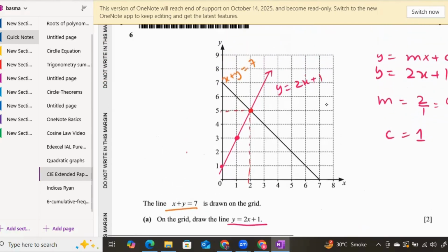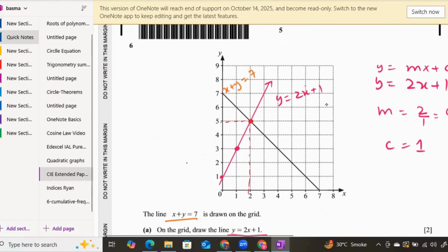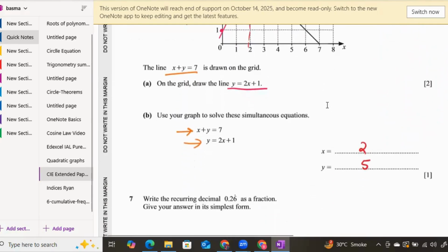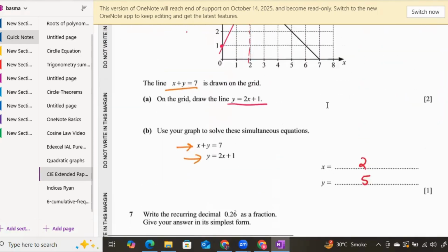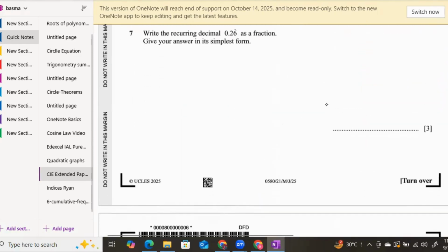So that was an easy mark to grab for question 6. Question 7. Write the recurring decimal 0.26 recurring as a fraction. So we want to write 0.26 recurring. There is a dot over 6. It means that 6 will be repeating. Okay. Let's say the number which we want to write as a fraction, we will assume it equals x. Because we want to write it as a fraction.